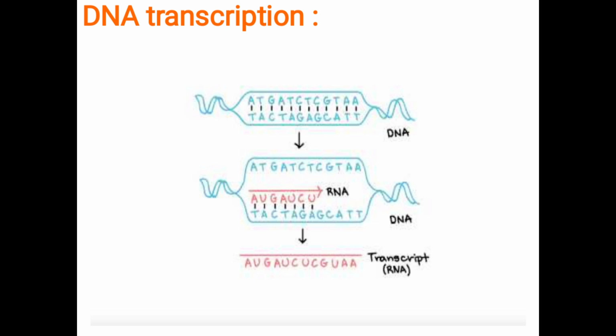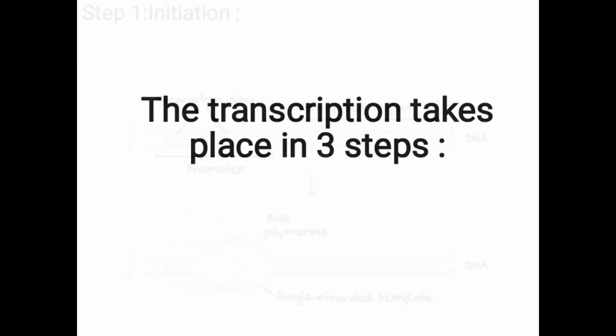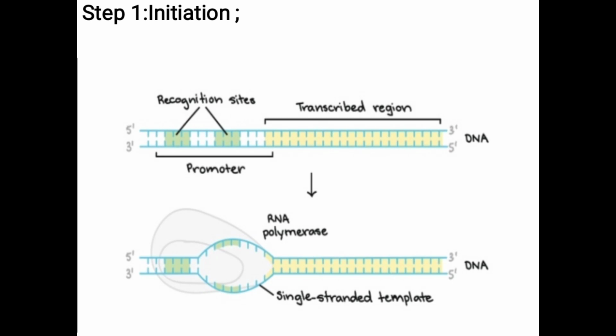Transcription takes place in three steps: initiation, elongation, and termination. Initiation is the beginning of transcription. It occurs when the enzyme RNA polymerase binds to a region of a gene called the promoter. This signals the DNA to unwind so the enzyme can read the bases of one of the DNA strands. The enzyme is now ready to make a strand of mRNA with a complementary sequence of bases.